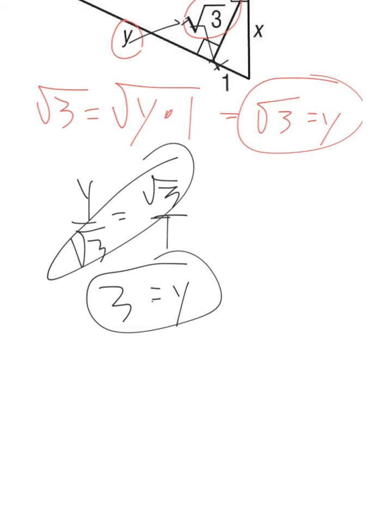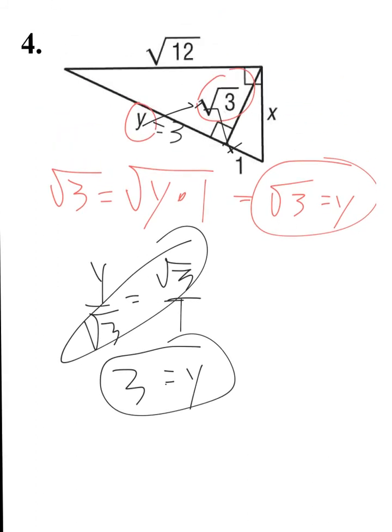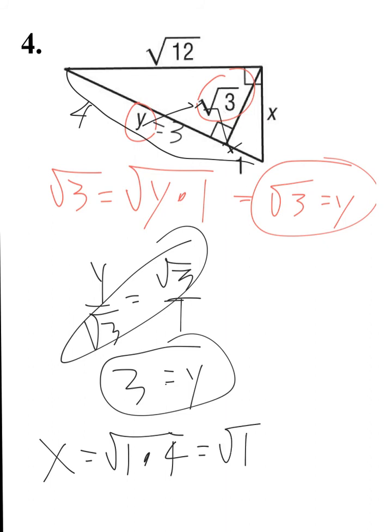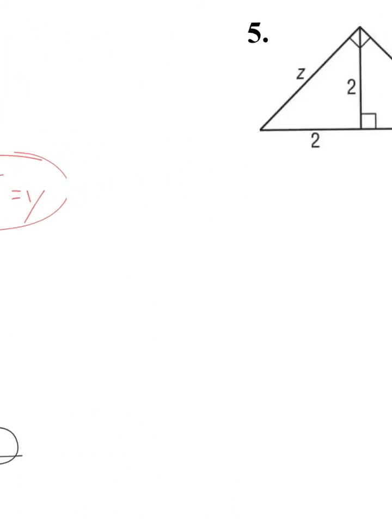Okay, x can be figured out now because if y equals 3, then this whole base is 4. So remember, for x, you just use the base that's with it, which is 1, and then use the total, which is 4. 4 times 1 is 4. The square root of 4 is 2. All right.